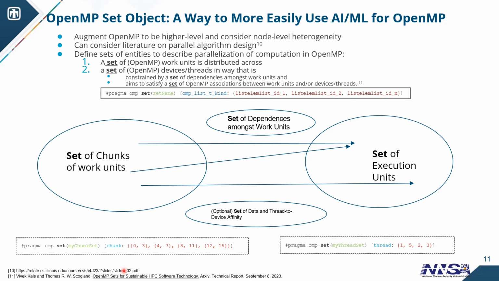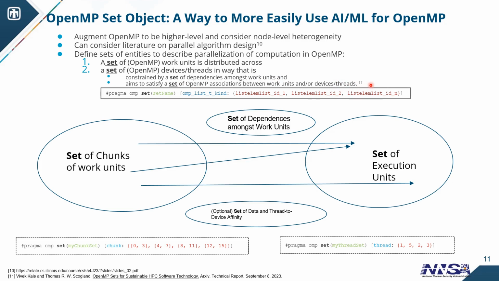Now, to get here, I have worked with Tom Skoglund from LLNL on an OpenMP set interface. This set interface provides a mechanism to describe parallelizing computation via OpenMP in consideration of this literature on parallel algorithm design. Specifically, parallelizing computing with OpenMP involves distributing a set of work units across a set of OpenMP devices or threads, following constraints of a set of data dependencies, and optionally using a set of OpenMP associations between work units and/or devices.